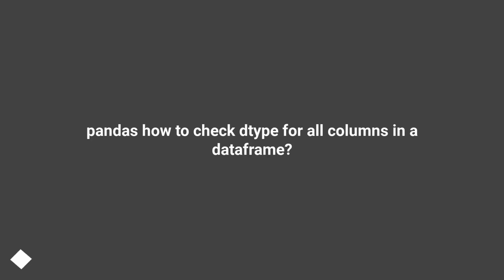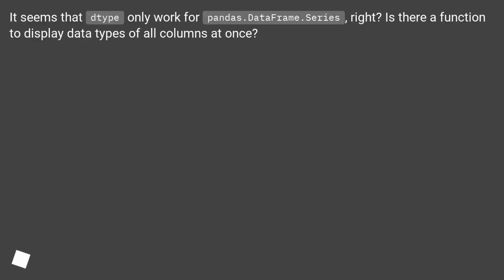Pandas, how to check dtype for all columns in a data frame? It seems that dtype only works for pandas DataFrame Series, right? Is there a function to display data types of all columns at once?